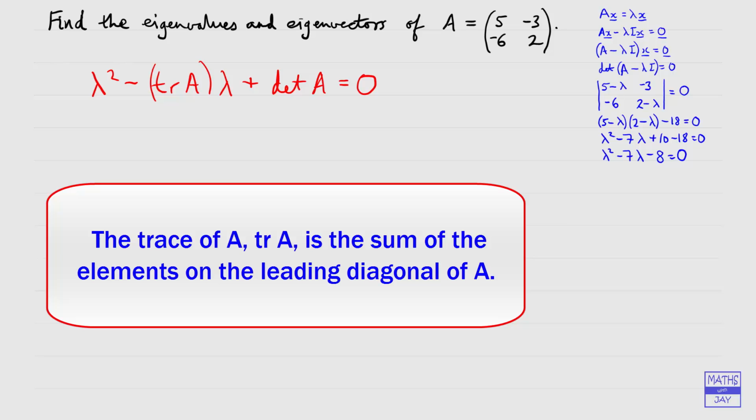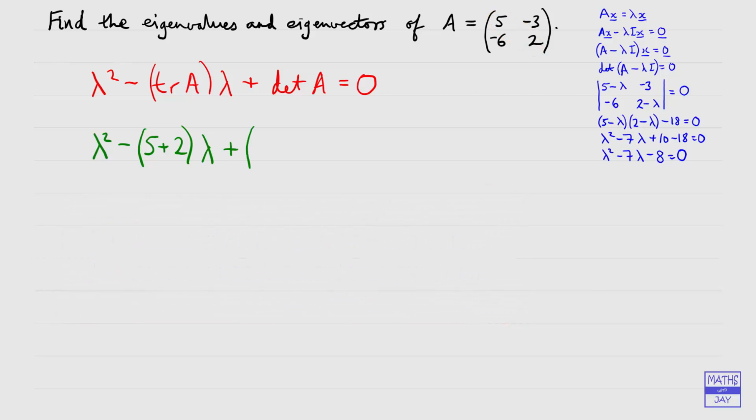And if you're wondering what the trace is, well, it's simply the sum of the elements on the leading diagonal. So in our matrix A, the elements to add together for the trace are just 5 and 2. So in this case, our characteristic equation is simply going to be lambda squared minus, the trace of A is 5 plus 2, times lambda, plus our determinant, which is going to be 5 times 2 minus negative 3 times negative 6. And of course we want our equals 0 at the end.